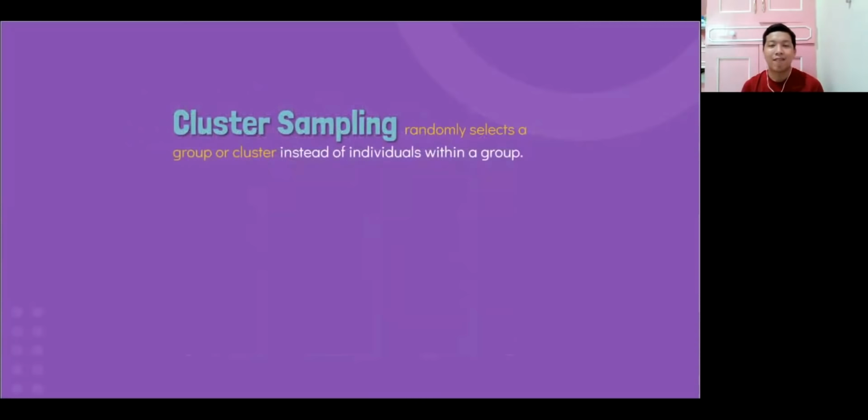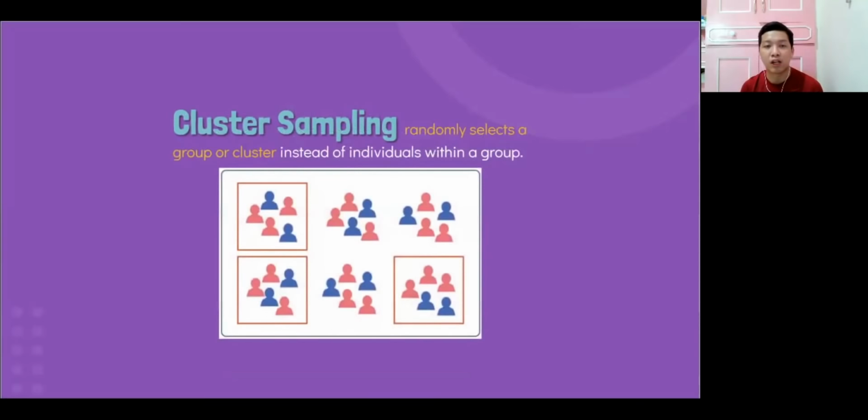Next, we have cluster sampling. Cluster sampling randomly selects a group or cluster instead of individuals within a group. Cluster sampling also divides a population into subgroups like stratified sampling. However, unlike stratified sampling, cluster sampling makes each subgroup a similar representation of the population and does not separate them according to specific characteristics. For example, male and female students can occupy one subgroup instead of being separated according to their genders.